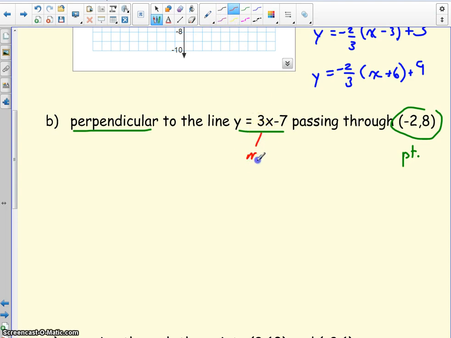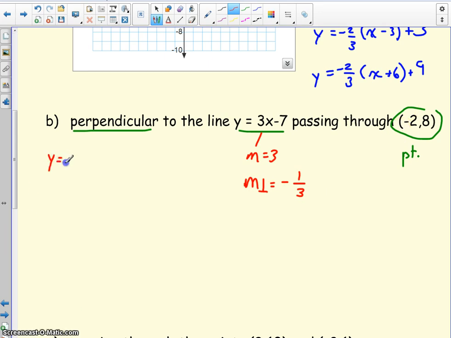of this line right here is 3. The slope of a line perpendicular to it, so I'll use a little perpendicular symbol there, like a little upside down capital T, will be negative 1 over 3. Okay, that will be the slope of our perpendicular line. So we have a slope, we have a point, we can use point-slope form.